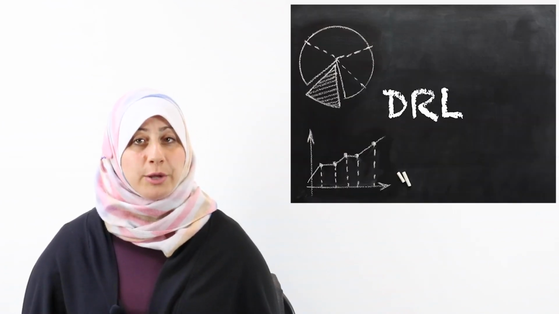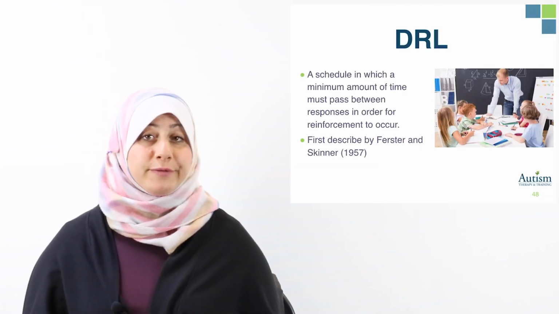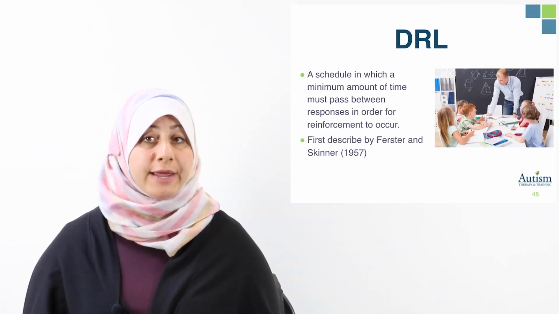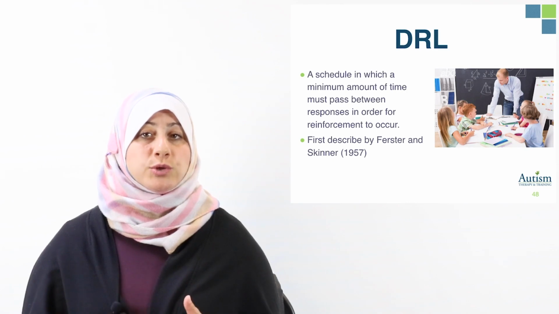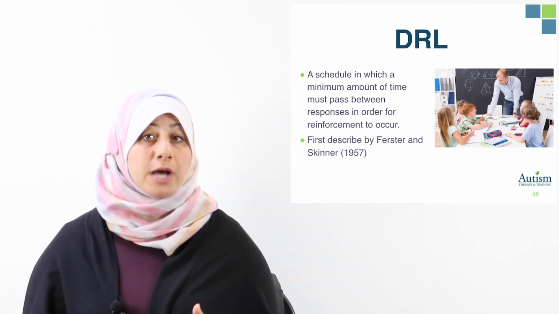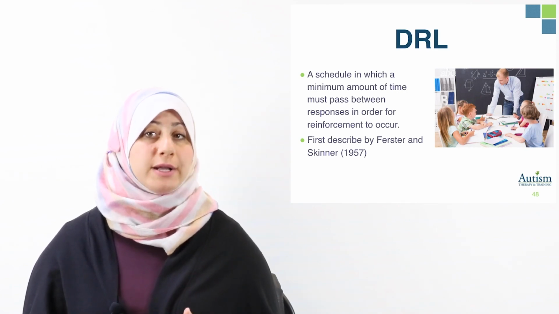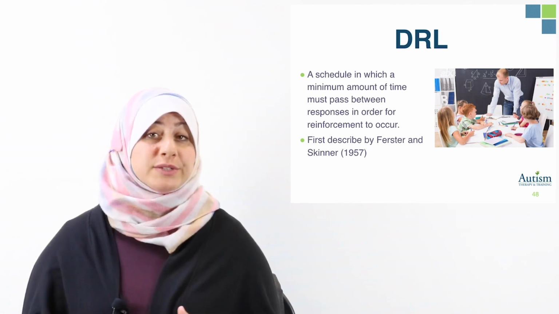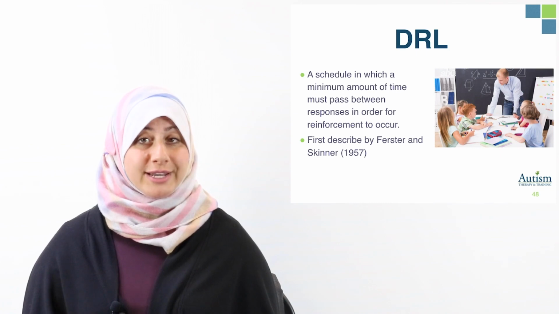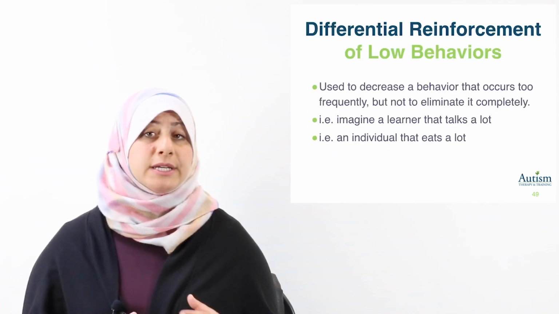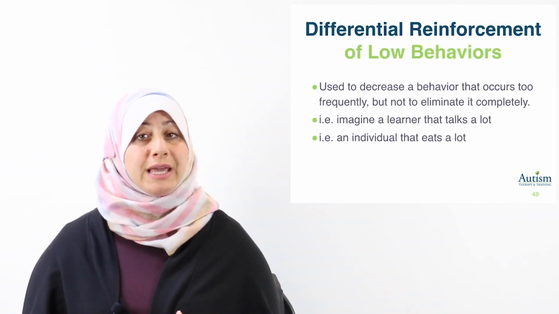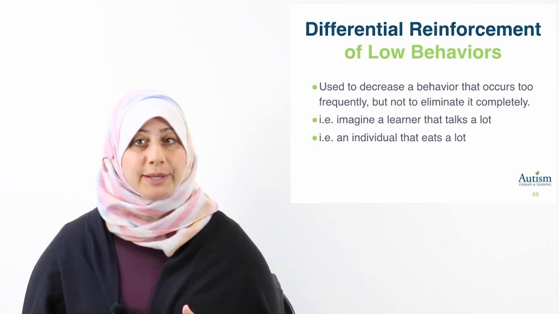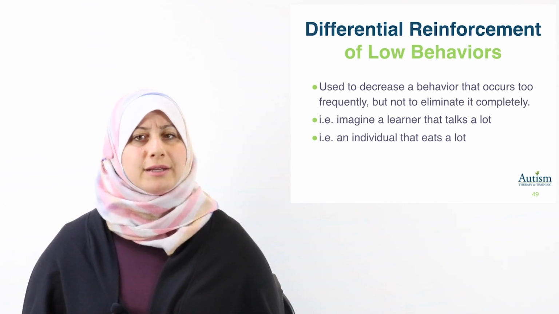Let's talk about DRL procedures. Differential reinforcement of low rates of behavior, DRL, is a schedule in which a minimum amount of time must pass between responses in order for reinforcement to occur. This was first described by Ferster and Skinner in 1957. DRL is used to decrease a behavior that occurs too frequently, but not to eliminate it completely.